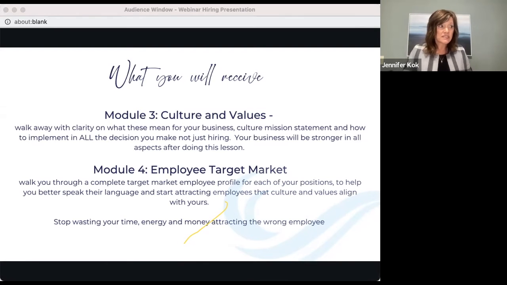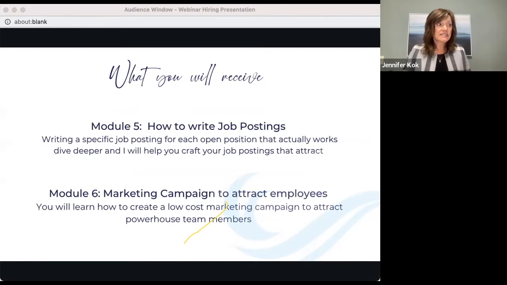We'll dive deeper into the employee target market and really start crafting some target markets for your different open positions. The goal is to stop wasting time and energy on attracting the wrong employee. Five and six are how to write job postings. I'll help you with that with your open positions.